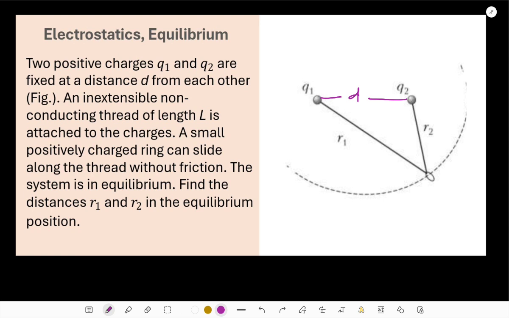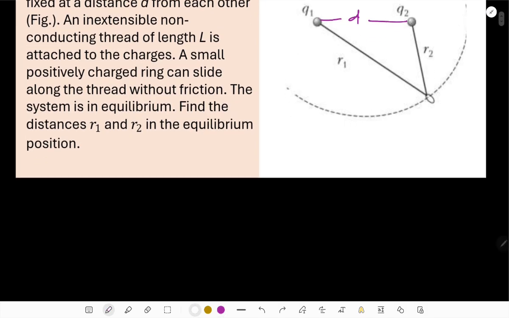Given in this problem, R1 and R2 are the distances from the ring to the charges Q1 and Q2, and the total length of the thread is L, capital L. So I can write one thing here: R1 plus R2 is equal to L, and since the thread is inextensible, L is going to be constant.